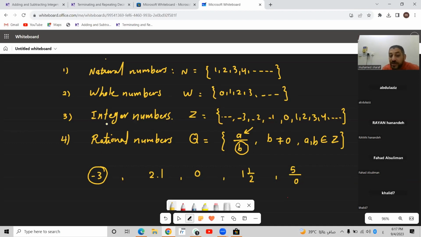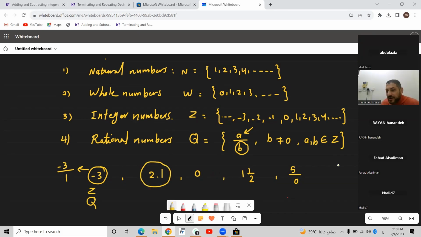Is it whole? No. Is it an integer? Yes. So Z. Is it rational? No. Yes, sure, Ryan. Any number in Z or W or N is already inside Q, because you can write it over 1. So you can write -3 as -3 over 1, so that you can represent it as a fraction. So yes, sure, it's rational. Now let's move to the second number, 2.1. And let's go with Khalid. Khalid, are you there?